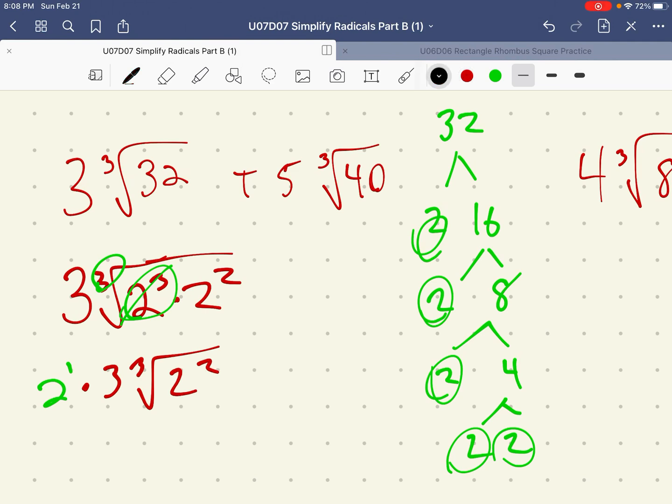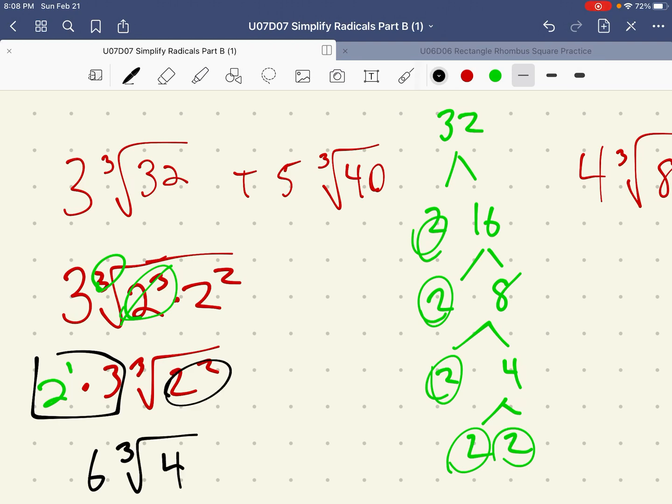And we're just going to simplify. 2 times 3 is 6. This is the cubic root of 2 to the second, which is 4. We're going to do the same thing for the 5 cubic root of 40.